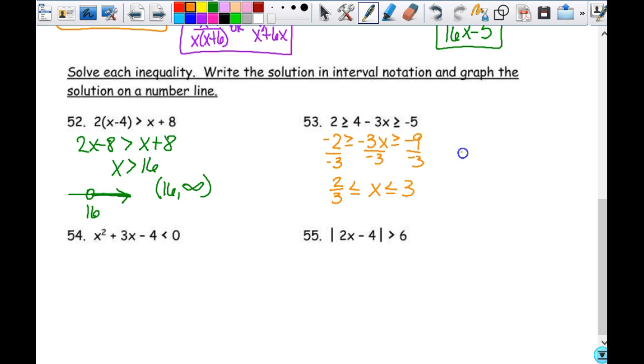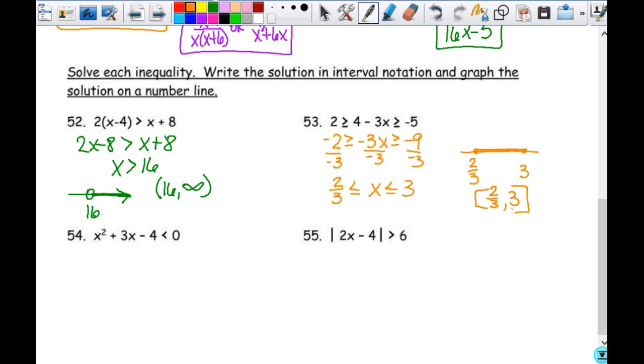So there is the solved. To get the number line, it's between 2/3 and 3, and that's inclusive. So this is 2/3, this is 3, and it's all this in between here. And then interval notation, since I'm including them, it goes from 2/3 to 3. So solved, number line, interval notation.